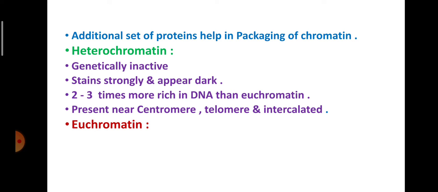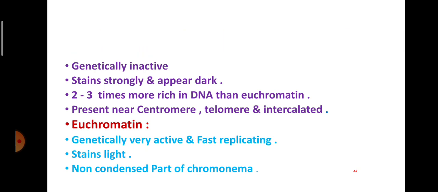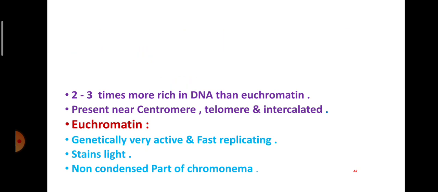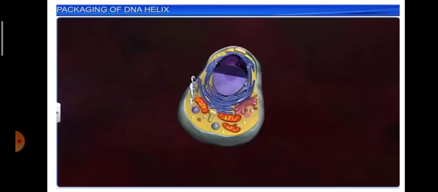The second type of chromatin is called euchromatin, which is genetically very active and fast replicating. It stains very light. The non-condensed part of chromonema is present in this chromatin. Let's watch the given video to understand the concept of packaging in eukaryotes.